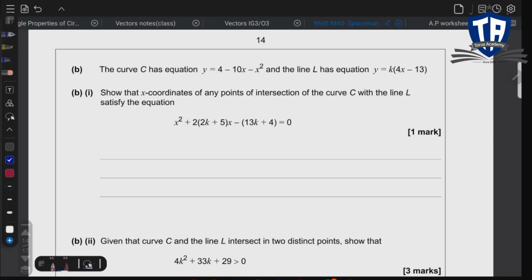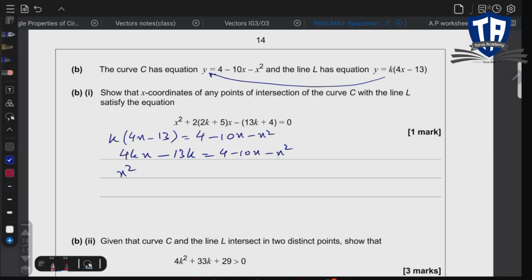I'm shifting minus x squared to the other side, minus 10x to the other side, and 4 to the other side: x squared plus 10x plus 4kx minus 13k minus 4 equal to 0. And we need to write it in this form, so x squared as it is. If you take x common and 2 common, 2 common means it is 5 plus 2k times x. When you take the negative sign common, it is 13k plus 4 equal to 0. So this is what we need to make the equation.